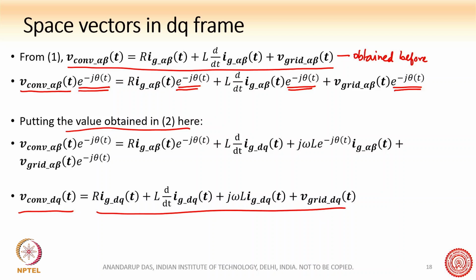This is the space vector equation in the dq reference frame. We had got the space vector equation in the alpha beta frame, now we are getting it into the dq frame. It is very similar to what we had seen in the alpha beta. We have this Ri drop, we had an L di/dt drop, and we had a V grid, but there is one term which is coming extra, and that term is this one here: j omega L Ig dq. We have to see this one a little bit in detail.